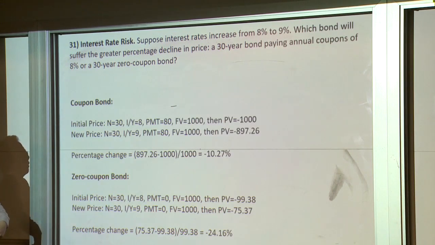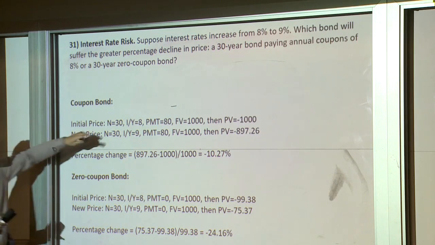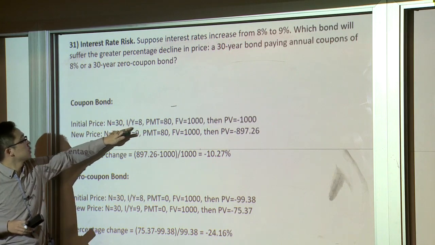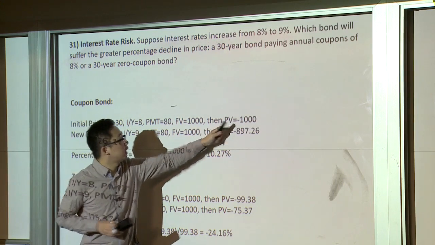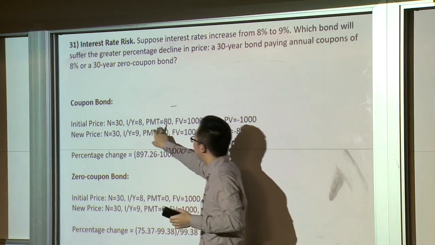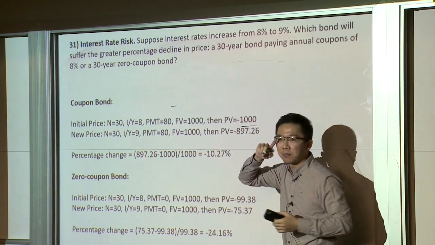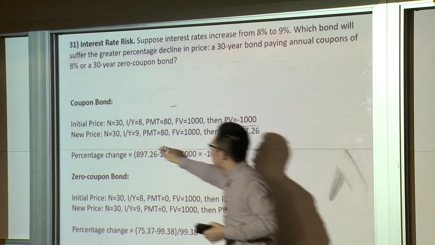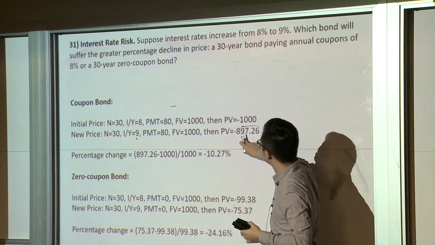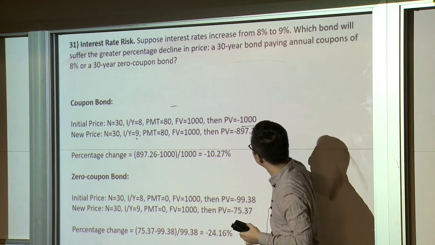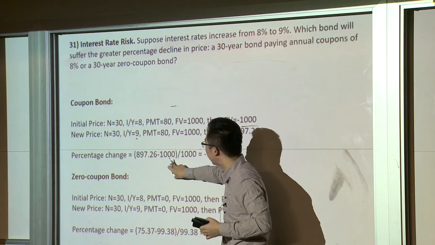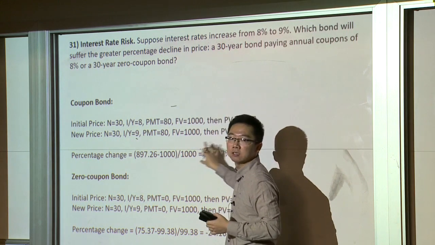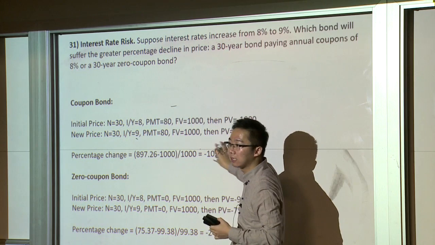Yeah, well, I heard some answers. Let's take a look. So coupon bond, zero coupon bond. Initial price, 30 years to maturity. It's a change from 8 to 9. So 8% I/Y, $80 PMT, and 1,000 future value. Okay, because the coupon rate is equal to the yield to maturity, we get the face value. The price is equal to 1,000. Now the new price at 9%. We know it's going to decrease to about $900. Okay, it decreases by 10%. The new price minus the initial price, divided by the initial price, is the percentage change in the price. Okay, this is about 10%.